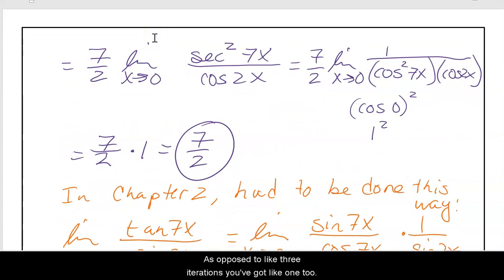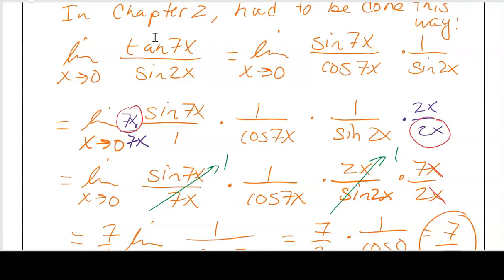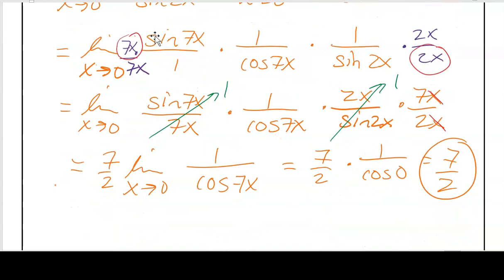As opposed to like 3 iterations, you've got like 1, 2, 3, 4, 5, 6, 7. So it's a lot more work. Let's do at least one out of part 2, so you can see what part 2 is going to be like. There aren't as many out of part 2. There are only 9. But the 9 will take as long as all 17 of the first part put together.